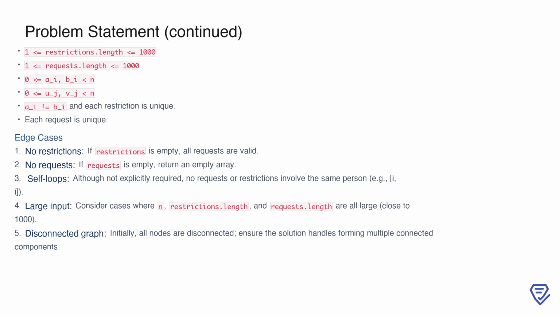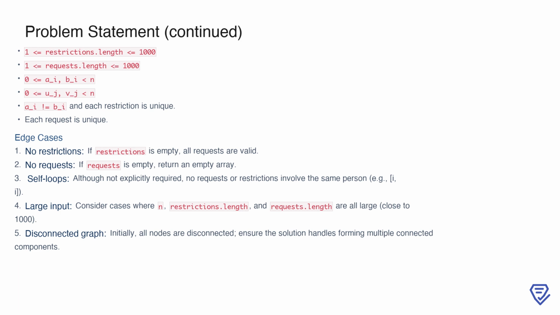The problem comes with several constraints and edge cases to consider. First, the number of people, restrictions, and requests can be as large as 1000, so the solution must be efficient. If there are no restrictions, all requests are automatically valid. If there are no requests, the output is simply an empty array. Self-loops, where people request friendships with themselves, are not included in the problem. Additionally, the graph starts with all nodes disconnected, and the solution must properly handle forming multiple connected components. Finally, for large inputs, it's critical to ensure the solution can scale to handle the maximum constraints.